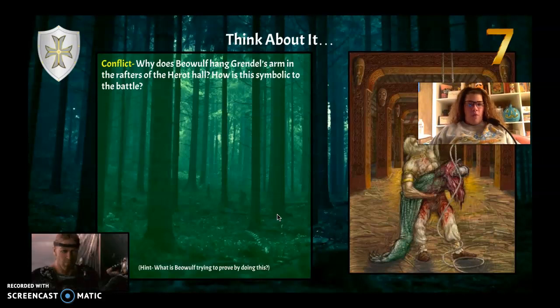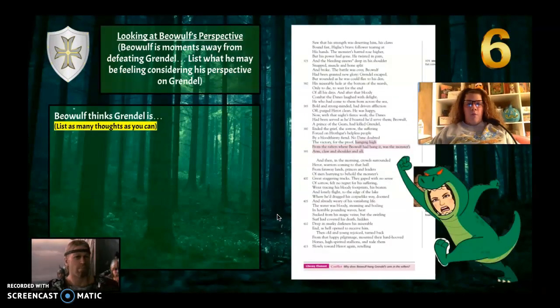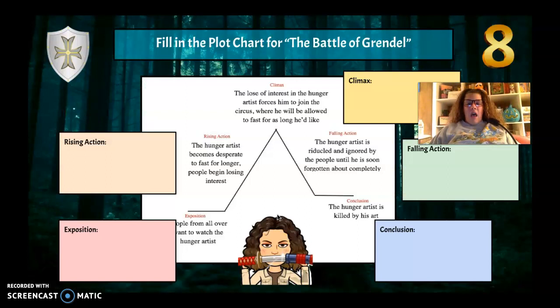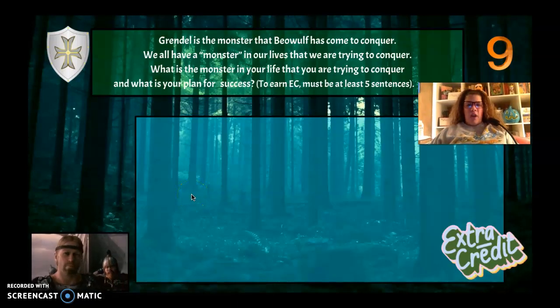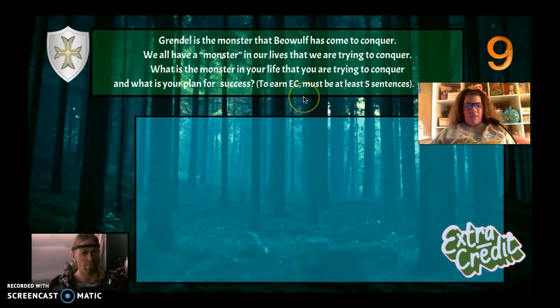You'll only know that by reading, and that's going to be on the slide before. The next two are your plot chart for the Battle of Grendel. You've just read that whole section, so how can you break that up in a plot chart? I give you the definition for each one, and you can also move things around if you can't see. Finally, there's an extra credit question on Grendel being a monster, and talking about the monsters in your life, and how you try to conquer them and plan for your success. To earn extra credit, it must be at least 5 sentences.